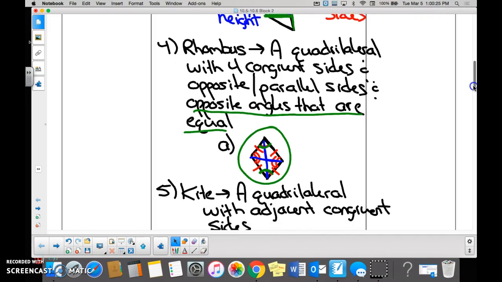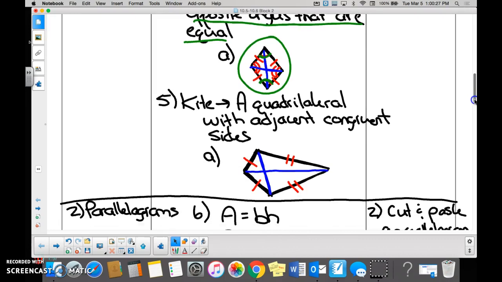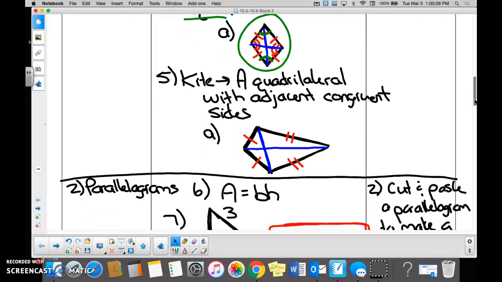And then a kite looks like a kite, yes, no? Yes. What is true about these two sides right here? They're adjacent. And what is true about these two sides? Adjacent. They're adjacent, right? And what are these things called again?